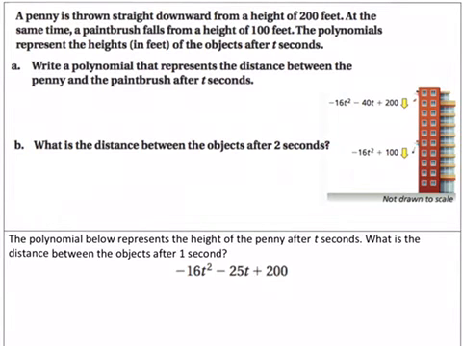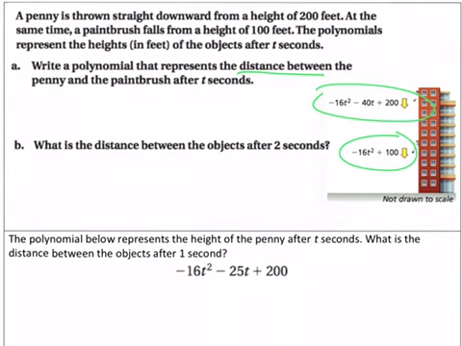Now we have a word problem that we're going to talk about. So this says a penny is thrown straight downward from a height of 200 feet. At the same time, a paintbrush falls from a height of 100 feet. The polynomials represent the heights in feet of the objects after t seconds. So t is always going to stand for the time. So now it says, write a polynomial that represents the distance between the penny and the paintbrush. So we are going to have to find the difference. So the penny versus the paintbrush. We're going to do the penny first minus the paintbrush.